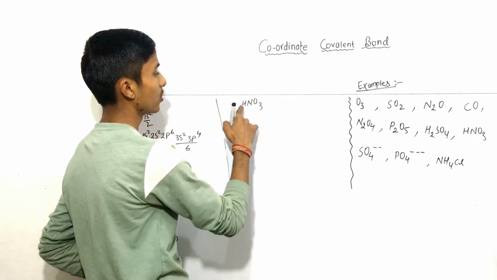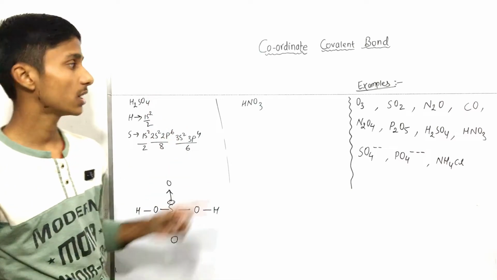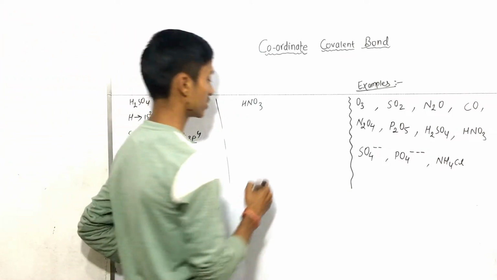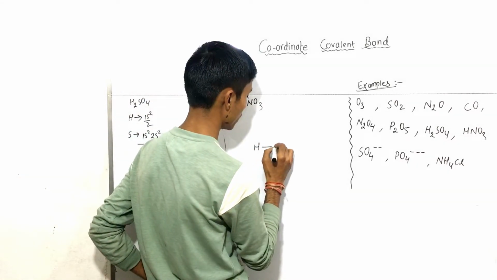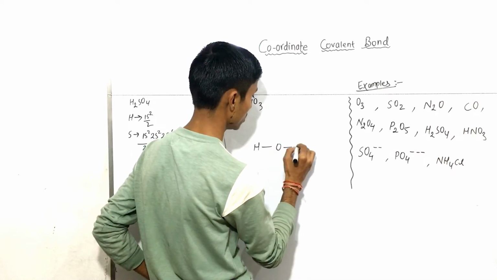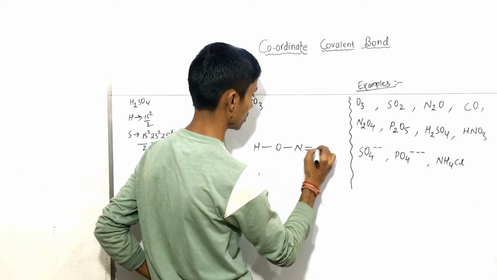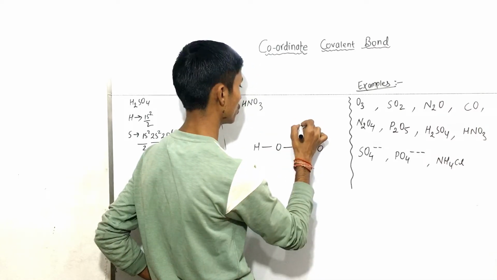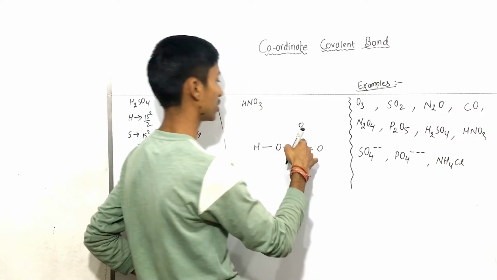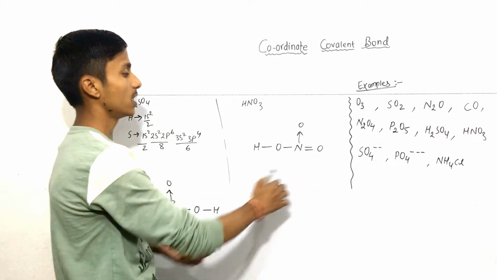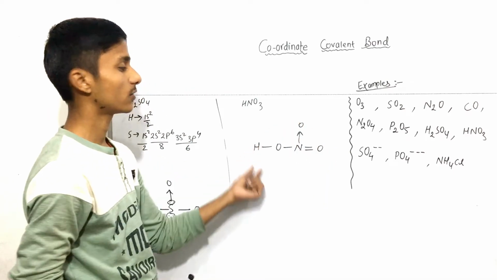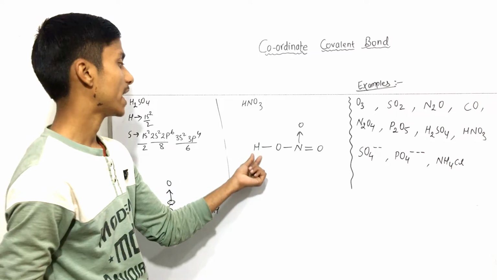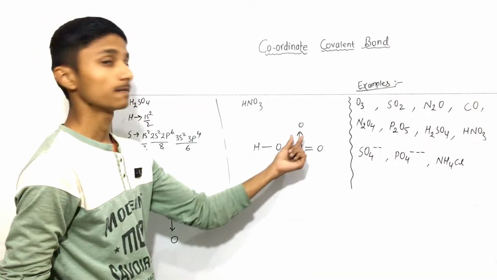So here, one hydrogen atom, one nitrogen atom and three oxygen atoms. As this forms like this, oxygen is combined to this and here, and this nitrogen donates one pair of electrons to this oxygen atom. Now you can see this is the formation of bond in HNO3.